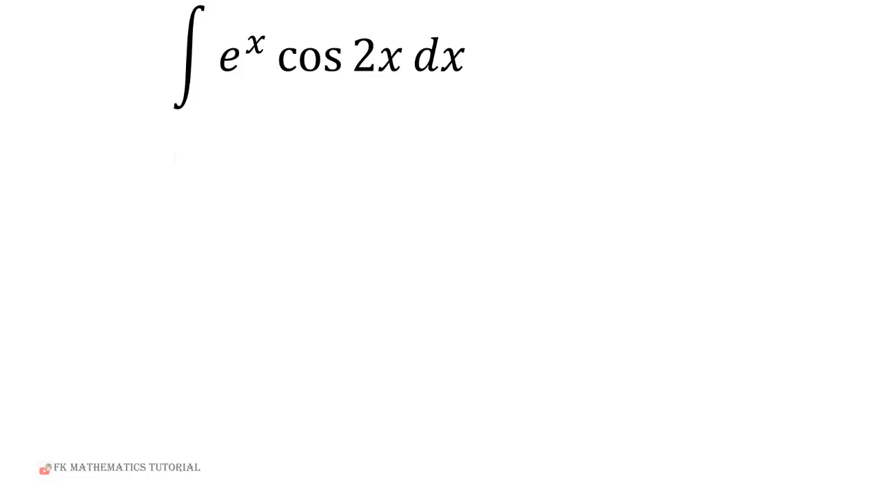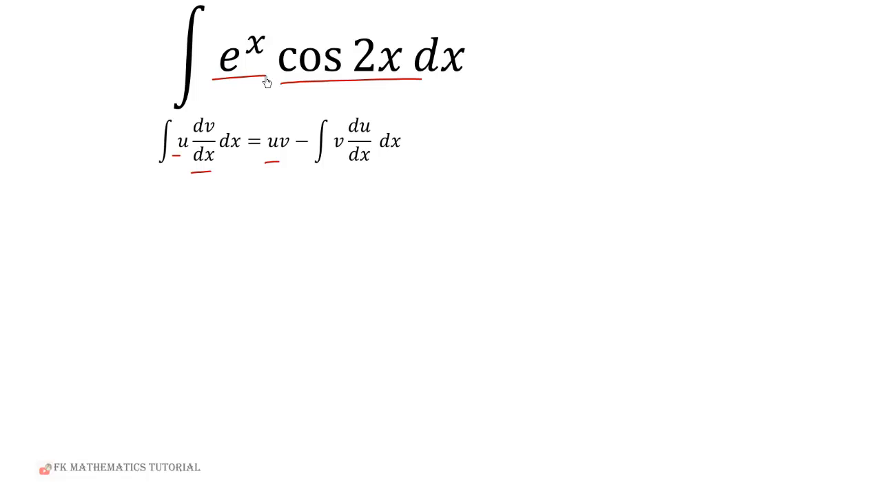Recall the integration by parts formula: the integral of u dv/dx is equal to uv minus the integral of v du/dx. So let u be equal to cos 2x and dv/dx be equal to e to the x. You can do the other way around, but in this video we are going to do this one, and in another video we'll see how we can do the other way around.